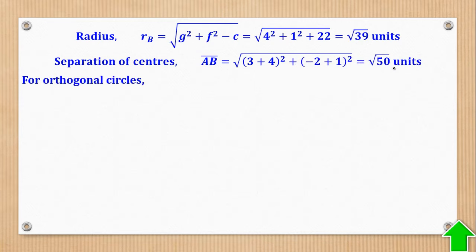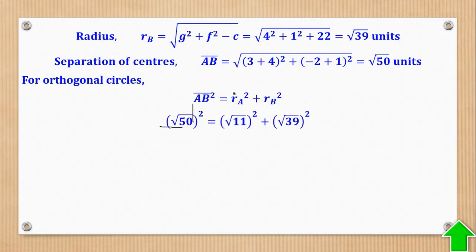Remember the condition for orthogonal circles is that AB squared is equal to RA squared plus RB squared. Therefore substitute for this, for this, for that, and see if it is true. So it is true because 50 is equal to 50, therefore the circles are orthogonal.